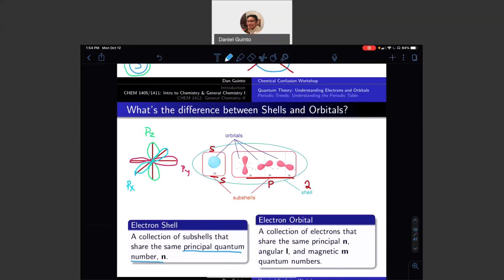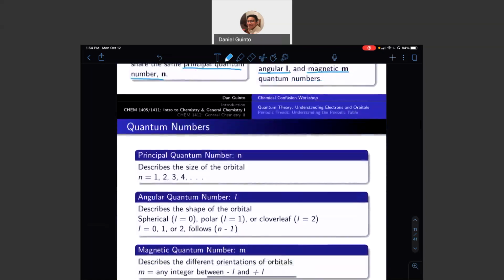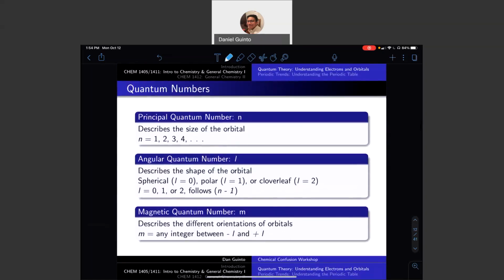But when we compare it to an electron orbital, we see that an electron orbital is a collection of electrons that share the same principal quantum number, n, angular quantum number, L, and magnetic quantum number, M. So the thing that pretty much unites these two is the principal quantum number, n. That's all there is to it. While they may be related because they hold electrons, it becomes more specific as to the orientation, size, and shape of things.